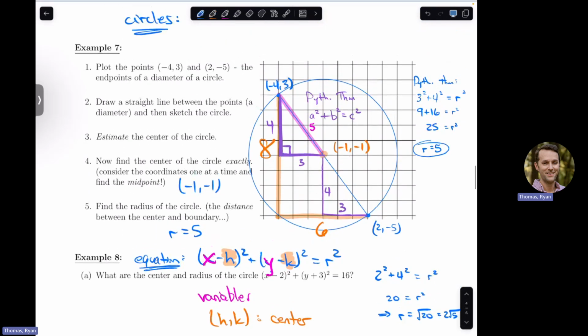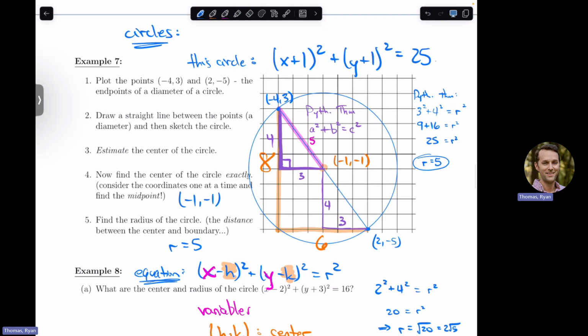So the equation for this circle would be x plus 1 squared plus y plus 1 squared equals r squared, 25. Those are the xy coordinates of the center with opposite sign because of the shifting thing and that they're grouped in together again. And then the radius, this is the square of the radius because it's the Pythagorean theorem.